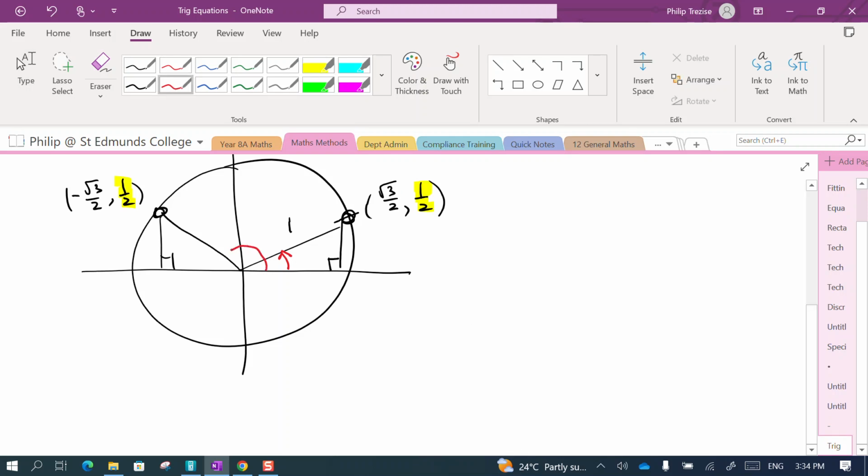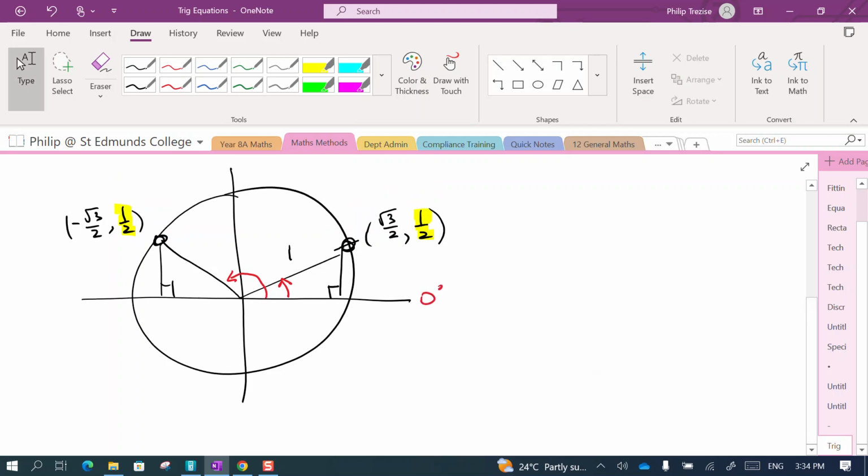Now what's the size of the angle here? Well, the size of that angle there is going to be just a little bit less than 180 degrees. If I work in degrees, we have 0 degrees, then we had 90 degrees, 180 degrees. We know that this angle here was 30 degrees. This one is going to be 30 degrees less than 180, so that's 150 degrees.